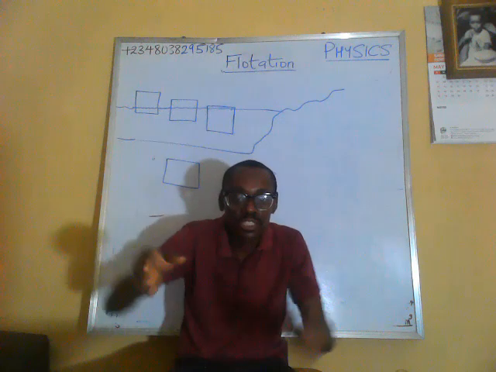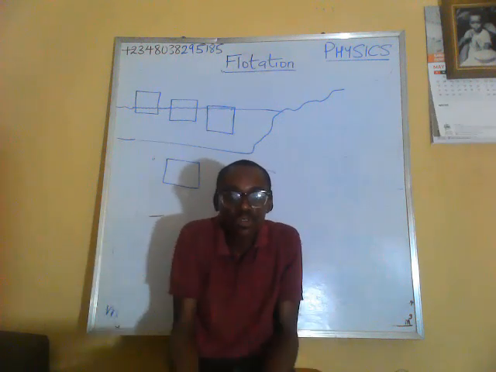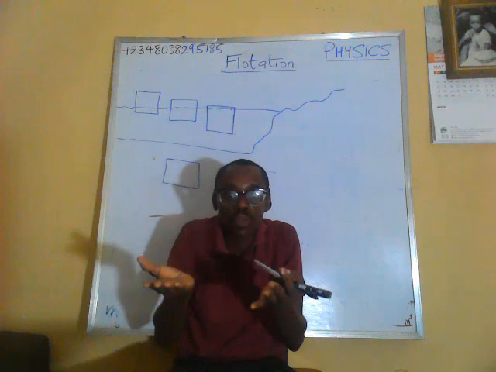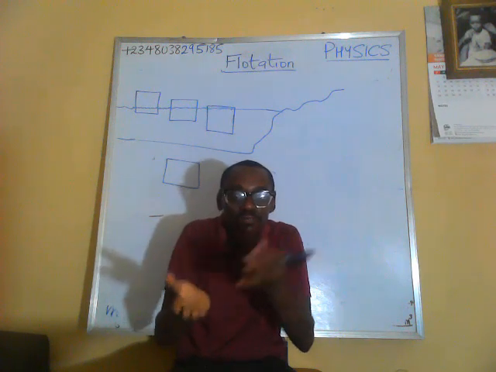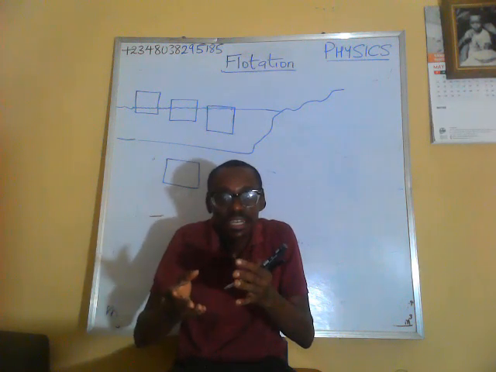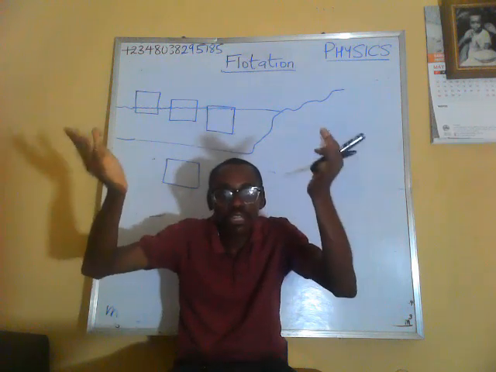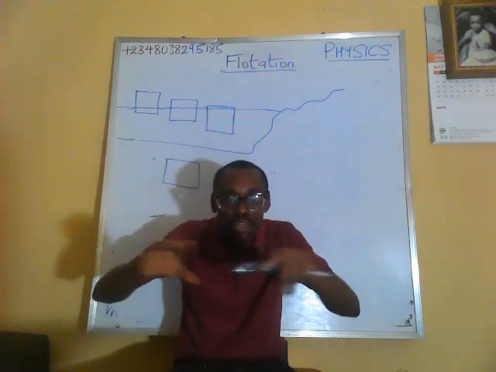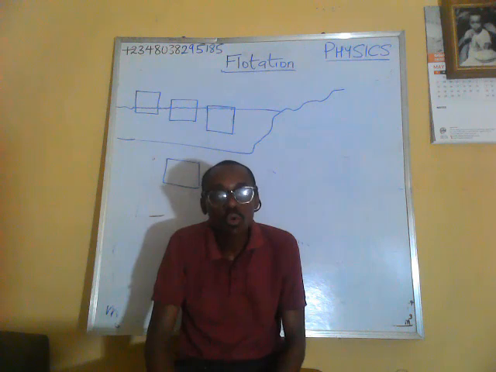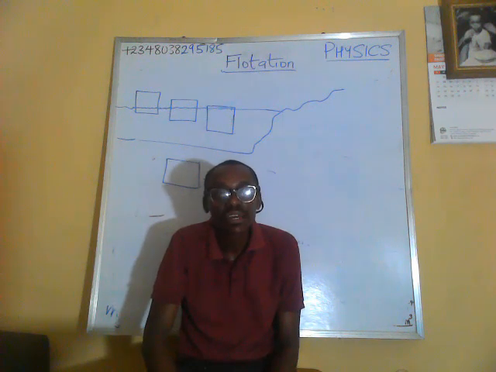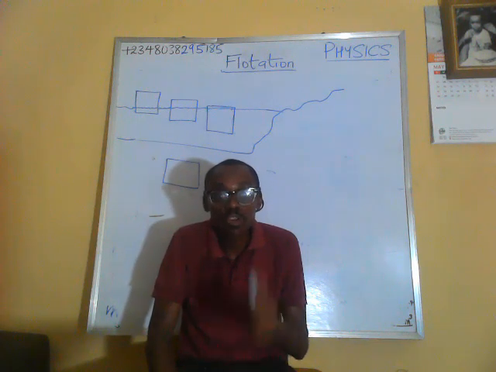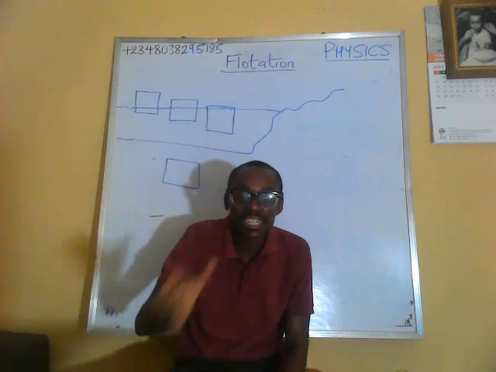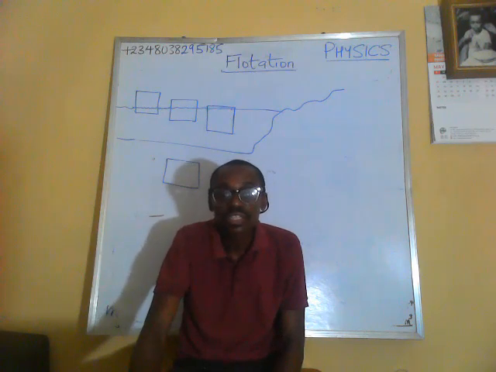Sometimes a greater part will sink, so a greater proportion of the volume of that body is going to be submerged, while a little portion will be above the liquid. For other bodies, the reverse will be the case. A greater portion will be above the liquid, and a little part will be below. So what actually causes these things? These things are all based on the principle of flotation. A body only floats when its density is less than the density of the fluid into which it is being submerged.